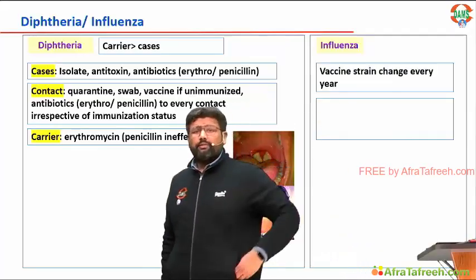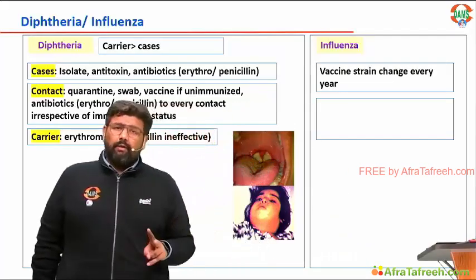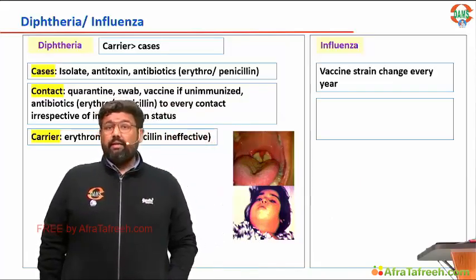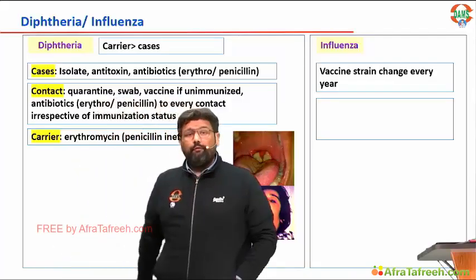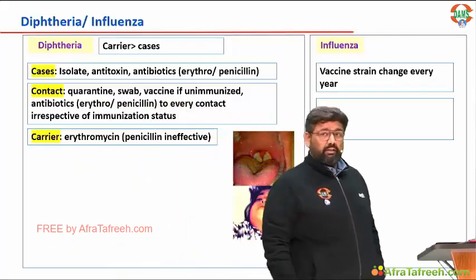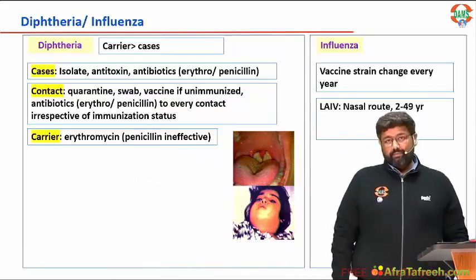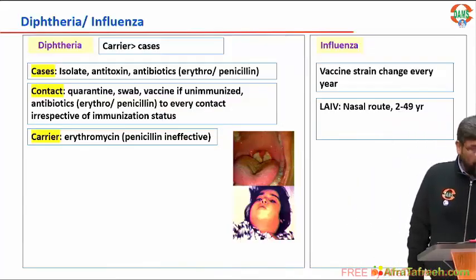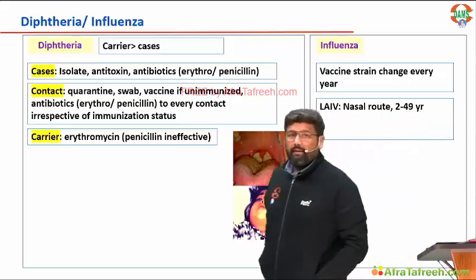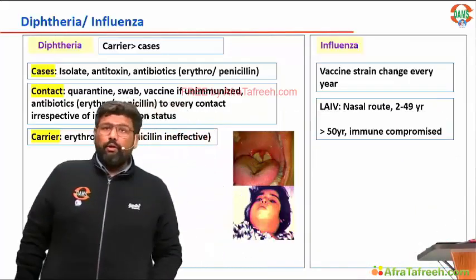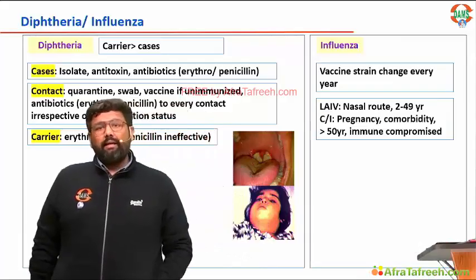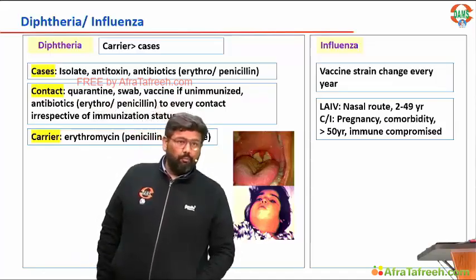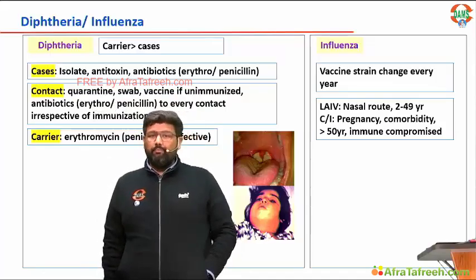Influenza. Just 2 points I want to tell; the rest is your microbiology. Influenza vaccine strain changes every year. A few years back, this was the question: which vaccine strain changes every year? It is influenza. Second point, the live attenuated vaccine is given by nasal route, for 2 to 49 years, and is contraindicated in pregnancy, comorbidity, more than 50 years, and immunocompromised.